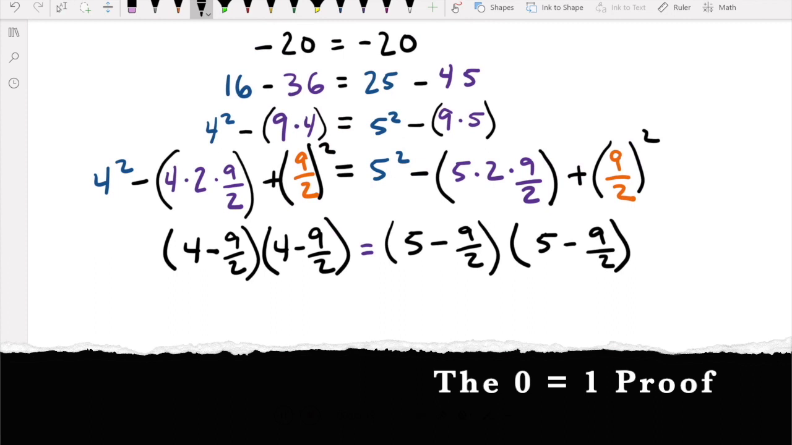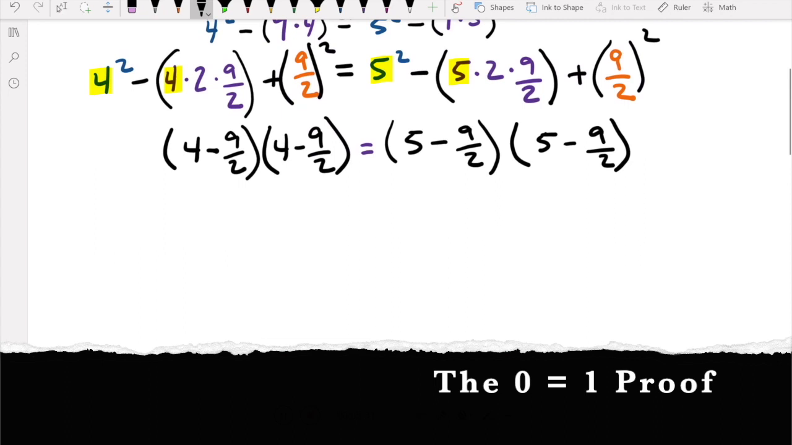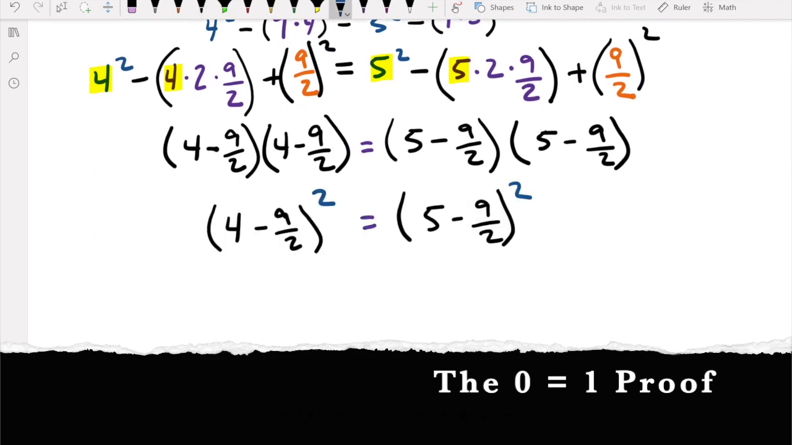And with the same reasoning, I can factor the right, but you have a 5 here instead of a 4 because you have a 5 here and here. And now, when you look at this, we have the same number multiplied by itself on either side. So you can rewrite that with a square. Go down a little bit here. So on the left here, we have 4 minus 9 over 2 squared. That equals 5 minus 9 over 2 squared.